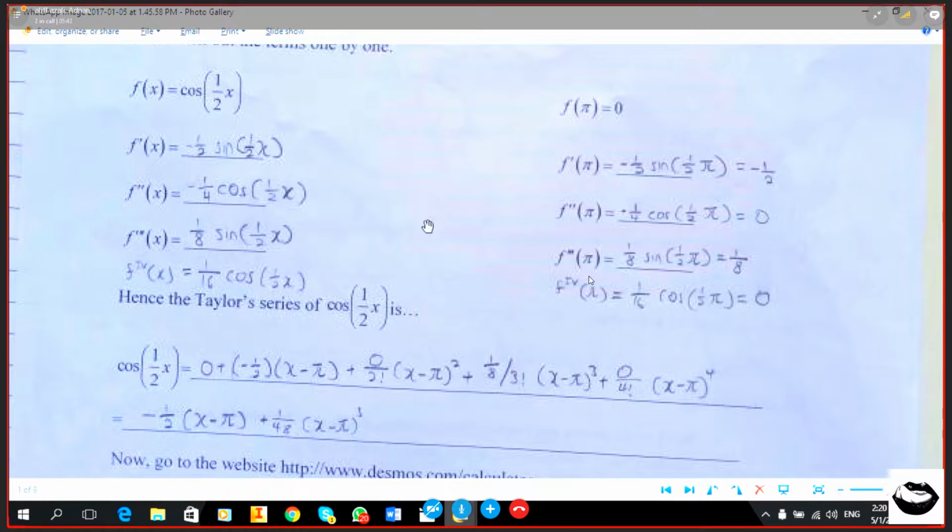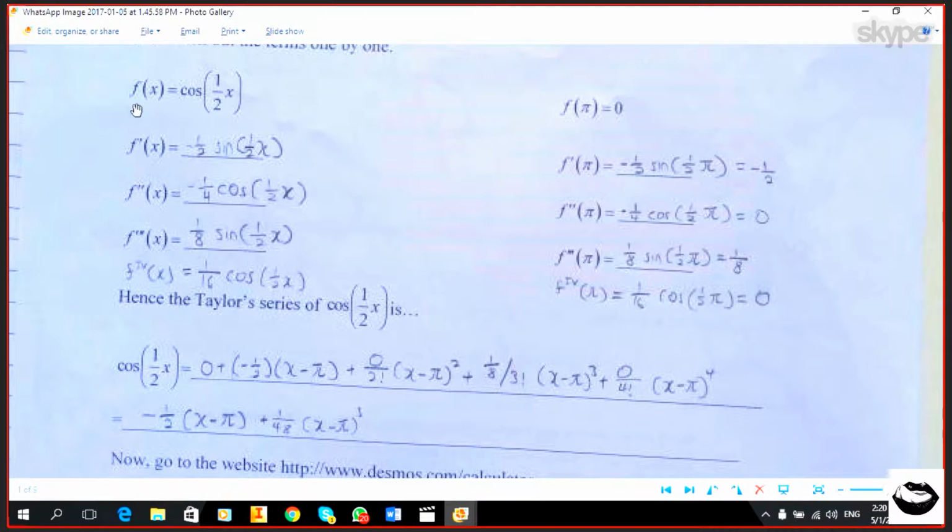So for this question, we have to differentiate f(x) equals cosine half x. After getting the answer for the differentiation, we sub in x equals pi into the equation and we get negative half pi as the answer. That's for the first part.